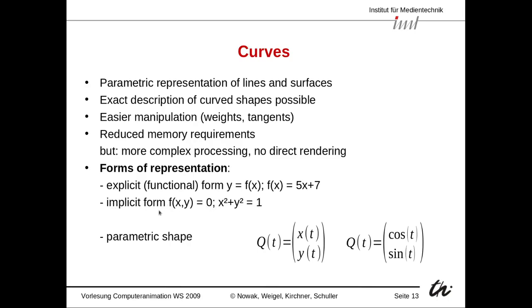And then we have the implicit form. So here the two coordinates x and y are treated equally, like we actually prefer in computer graphics. We don't need to distinguish between dependent and independent variable. We just treat them equally. And we have hence a function depending on the two coordinates x and y. For instance, here the function x squared plus y squared equals 1.